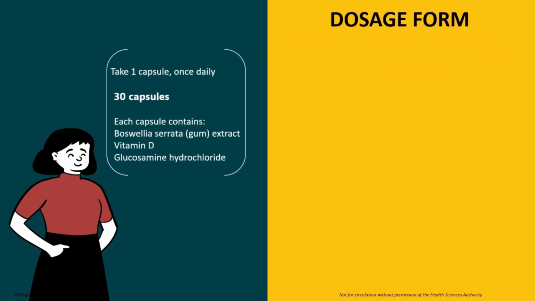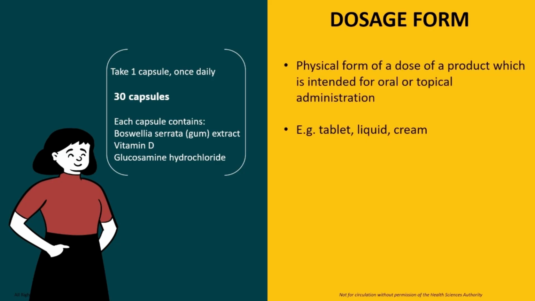Dosage form. Dosage form describes the physical format of a product that consumers will normally consume. Think of it as answering the question, what am I taking? Examples include tablets you swallow, liquids you drink, and creams you apply to the skin.